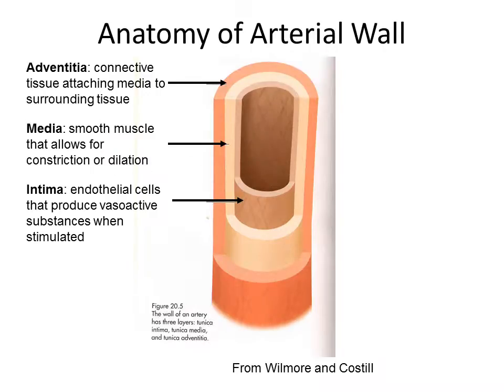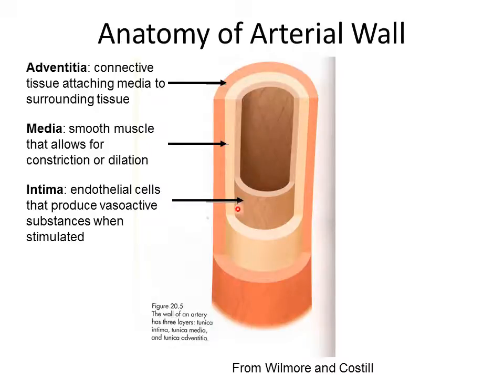Okay, so anatomy of the arterial wall. You have connective tissue that connects the vessel to the surrounding tissue. You have media or muscle. So this is a muscle. That would be the smooth muscle in an artery that causes it to constrict or dilate. And we have adventitia, the tissue around it that connects it to the surrounding tissue. It could be flowing through muscle or cardiac muscle or whatever.